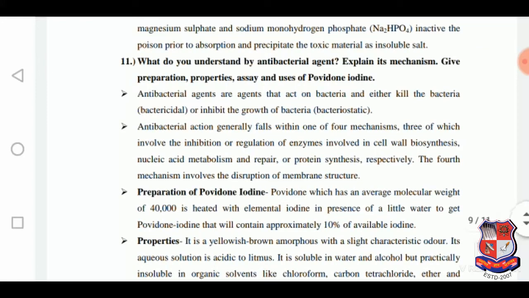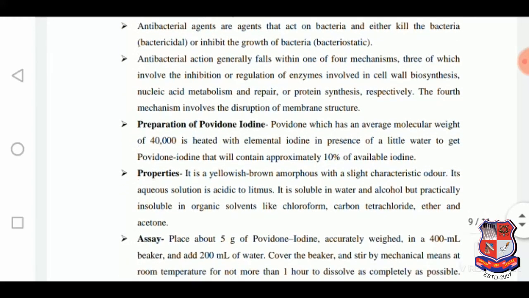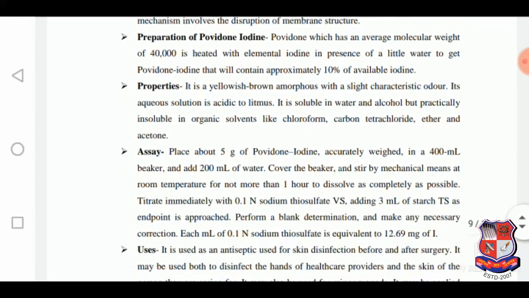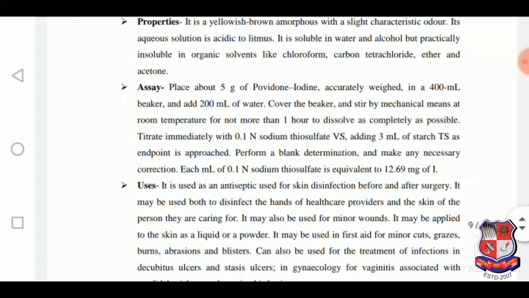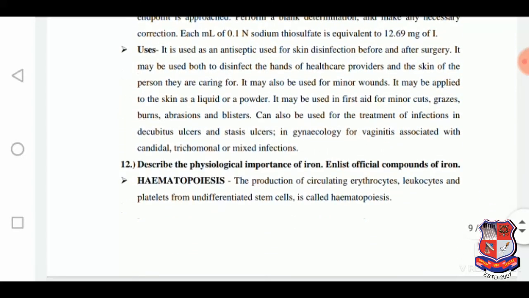What do you understand by antibacterial agent? Explain its mechanism, and give preparation, properties, assay, and uses of povidone iodine solution. So this is the preparation of povidone iodine solution. What are the properties? These are the properties, assay procedure, and uses for them.